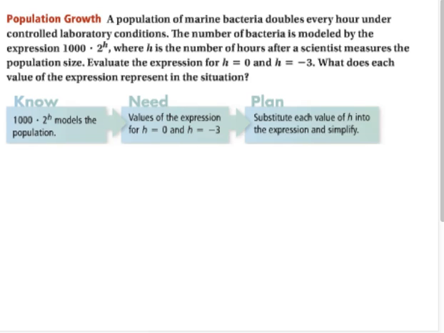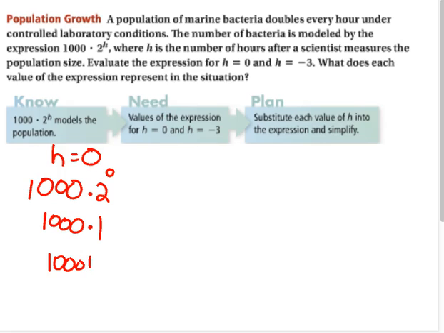All right, so I'm going to start with h of 0. I'm going to plug that in. 1,000 times 2 to the 0. Well, being the clever math students that we are, we know 2 to the 0 is the same thing as 1. So this is literally just 1,000 bacteria.